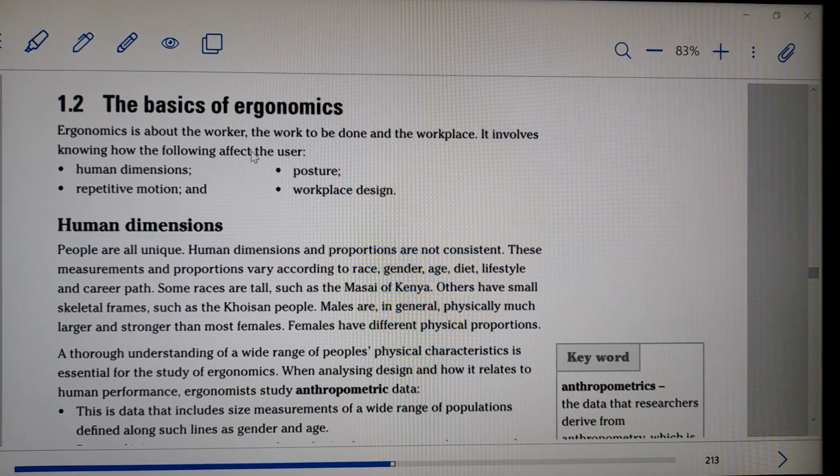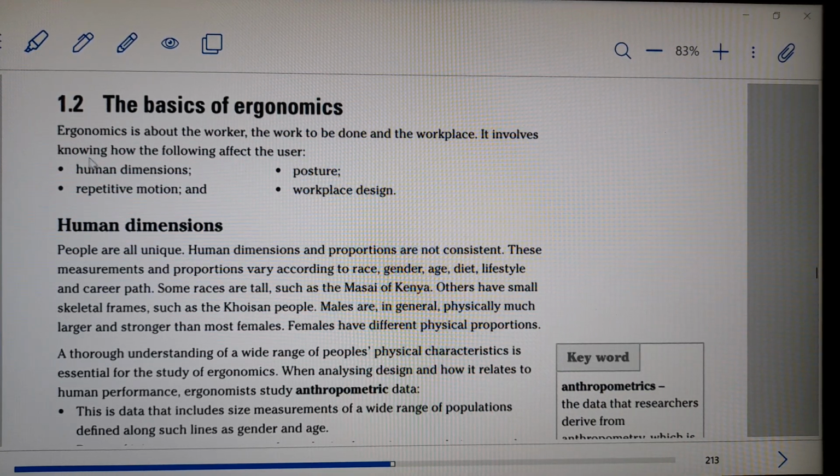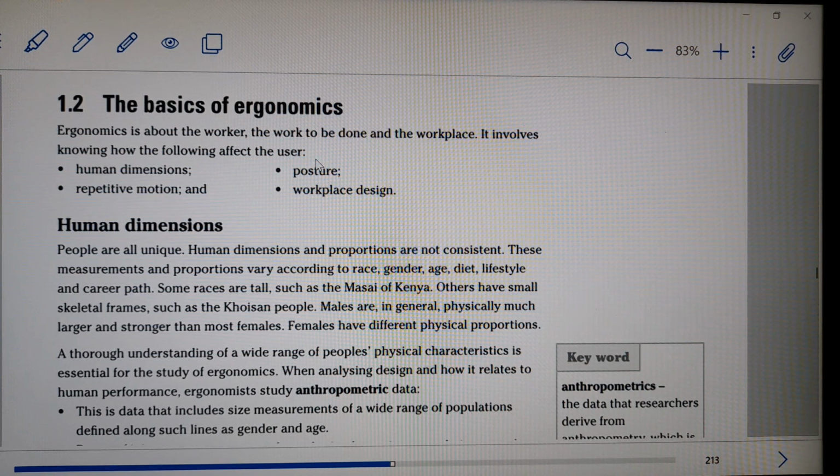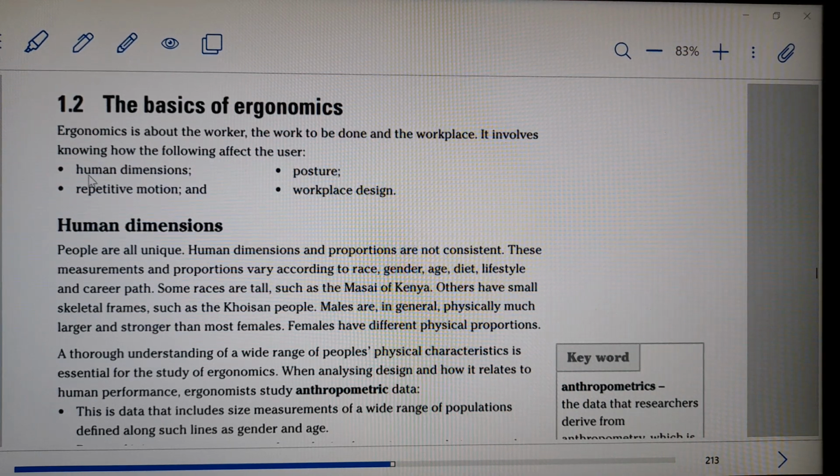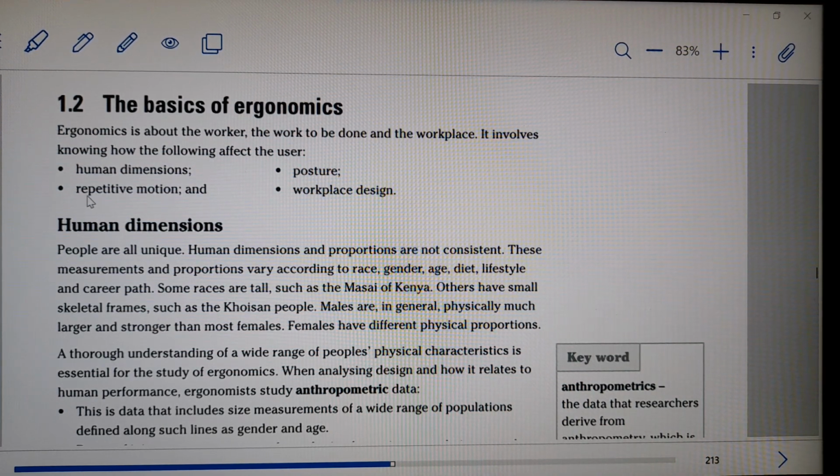Now let's look at the basics of ergonomics. Ergonomics is about the worker, the work to be done, and the workplace. It involves knowing how the following affect the user. Okay, this is important. You need to know how the following affect the user: human dimensions, repetitive motion, posture, and workplace. Then we're going to look at them one by one.